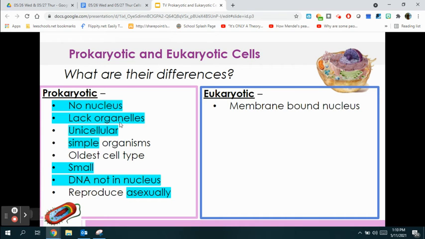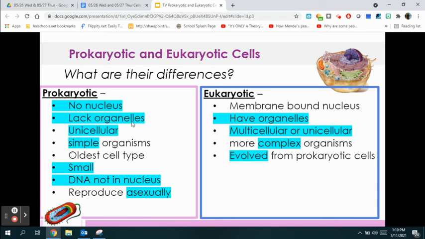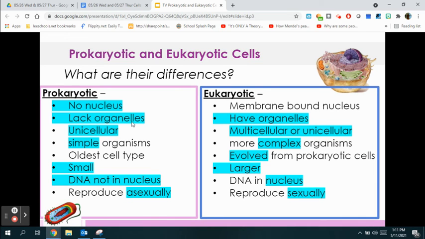Eukaryotic has a membrane-bound nucleus. They have organelles. They're multicellular or unicellular. They're more complex organisms. They've evolved from prokaryotic cells. They're larger. Their DNA is in a nucleus, and their reproduction is sexual.